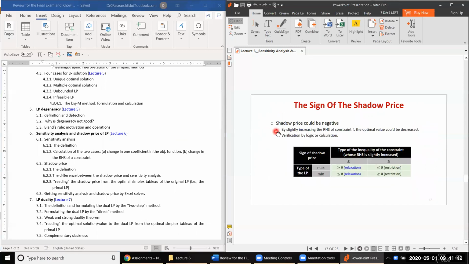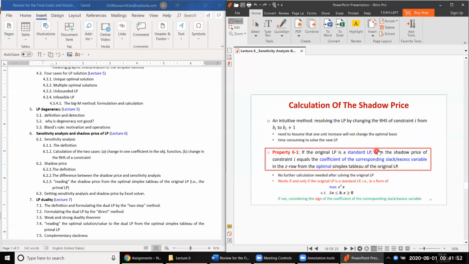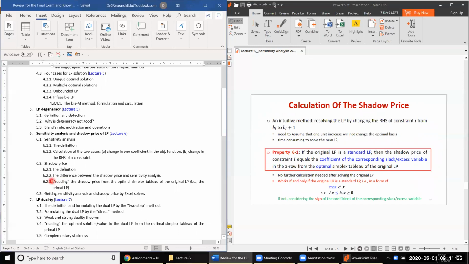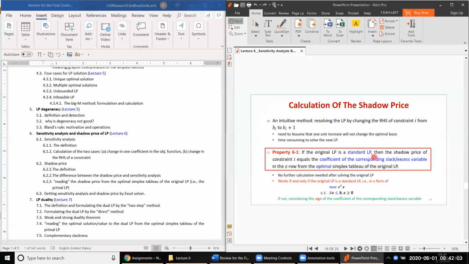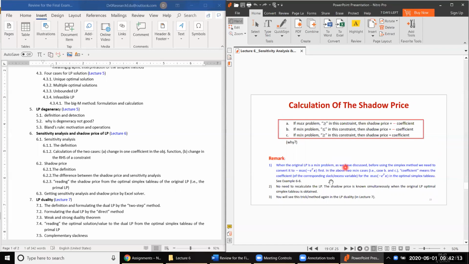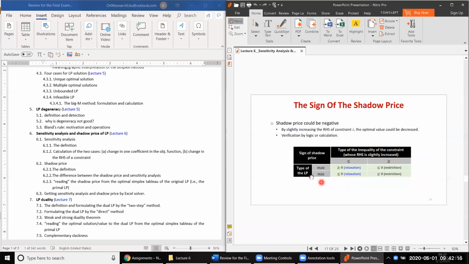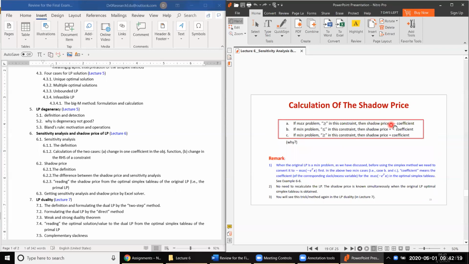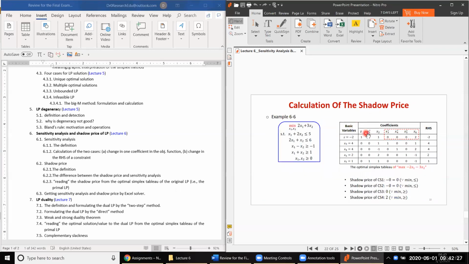And then for the shadow price, you need to know how to read, very important, how to read instead of directly calculate, how to read the shadow price from the optimal simplex tableau of the original LP. And later in the LP duality, we know this is actually nothing but a dual LP, but it is the same as the shadow price, okay? Then corresponding to the different types of an LP, you can read directly what the shadow price is by the coefficients in the optimal tableau of the original LP, okay? And here are some examples.